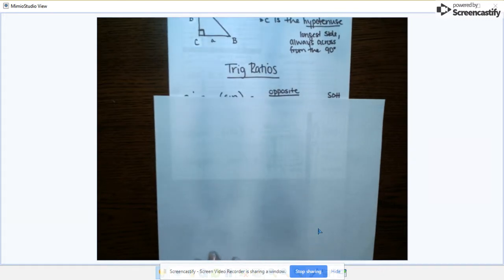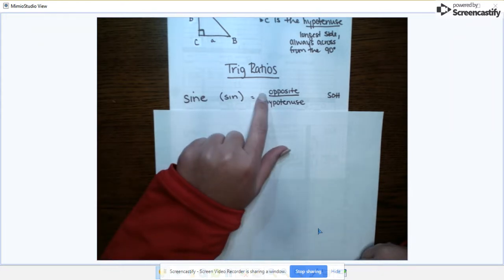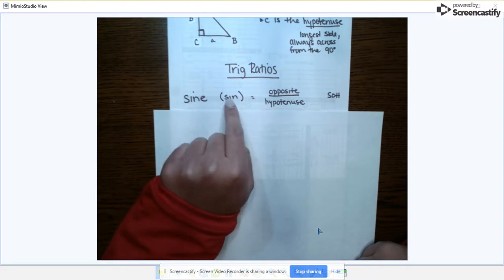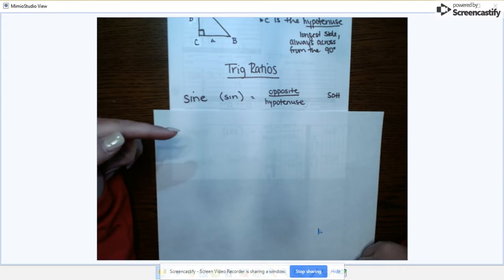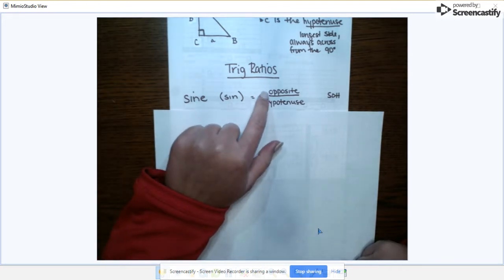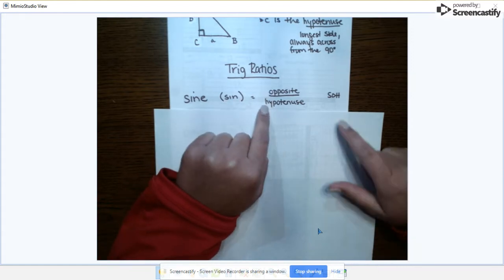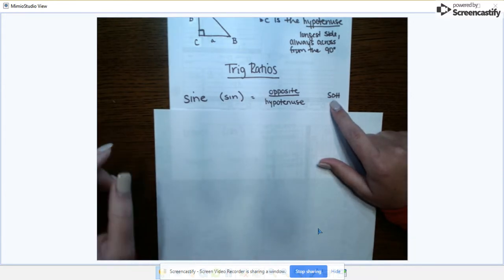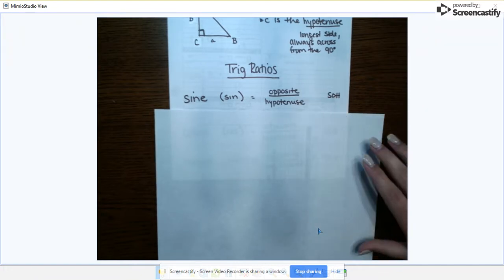So I'm going to introduce three trig ratios today. The first one is going to be sine. We abbreviate it SIN. And in a triangle, we're going to be comparing the opposite side to the hypotenuse. And it'll always be sine of a particular angle. So that'll be explained in a minute in our next example. But sine is always going to be opposite over hypotenuse. And if you look at these letters, we have an S, an O, and an H, which is where we get SOH. This will help you easily remember these fractions.